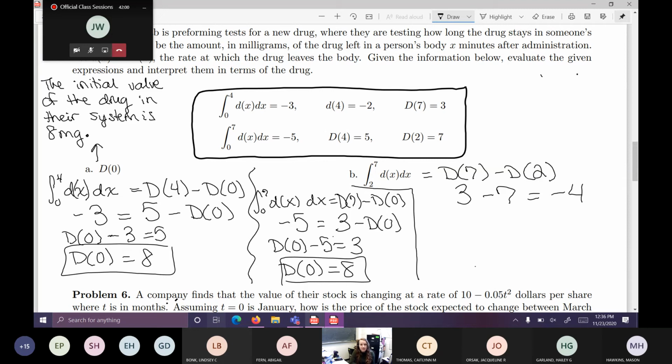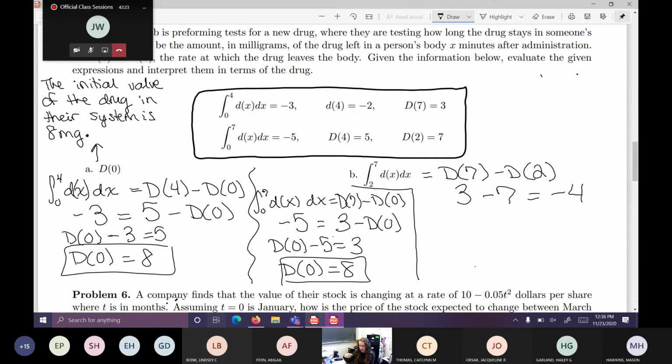Now, what would that mean in terms of this context here? So remember, interpreting an integral, it's essentially a total change. So this is going to be essentially the change in the amount of drug. So it's essentially saying that between the 2nd and 7th minute, 4 milligrams have left the body.